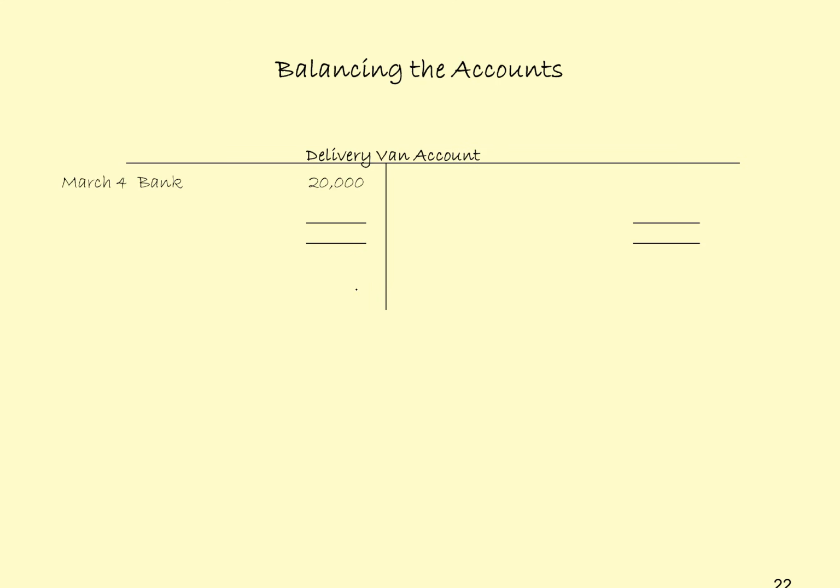Delivery van. Well, the delivery van is an asset. There's only one transaction on it, so I'm going to put 20,000 in here, 20,000 in here, and then put the balancing figure 20,000 on the credit side. 20,000 balancing figure 20,000, and I'll bring this down onto the debit side.